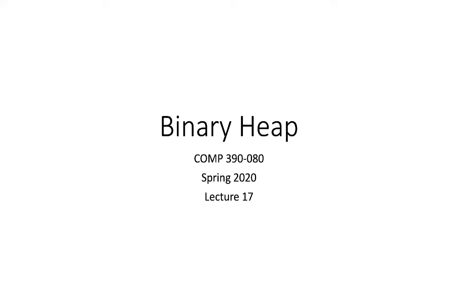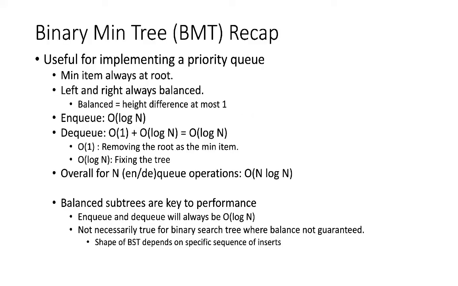Now, to remember where we were last time, we had done a binary min tree in order to implement a priority queue. So to remember, a priority queue has the minimum item or maximum. You can do it either way, but we'll call it the minimum item. The minimum item is always at the root of the tree, and then the left and right children of the tree are always balanced, and that's the key for making a binary min tree work well as a priority queue.